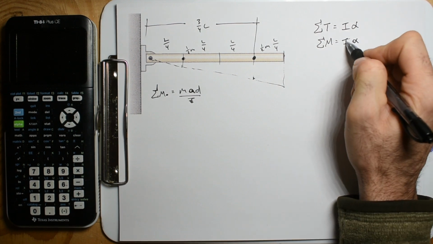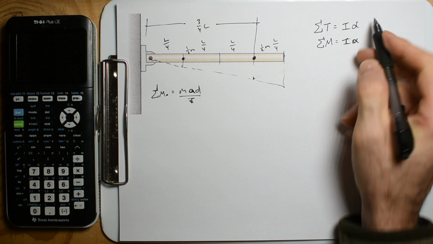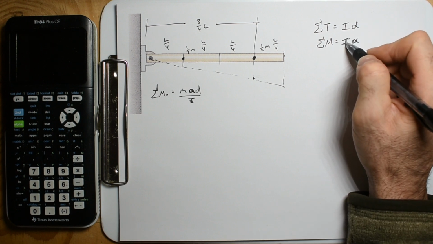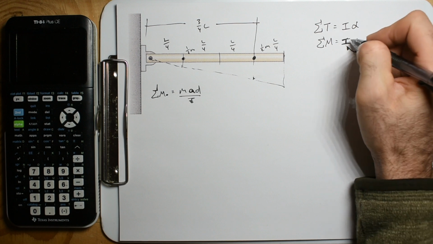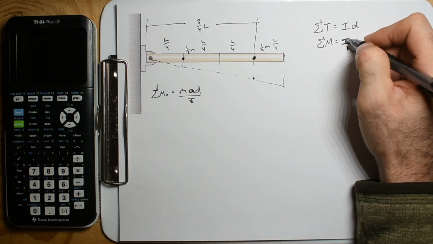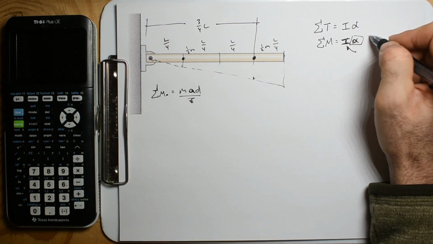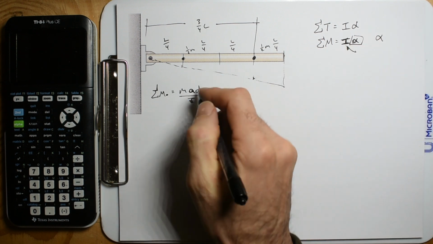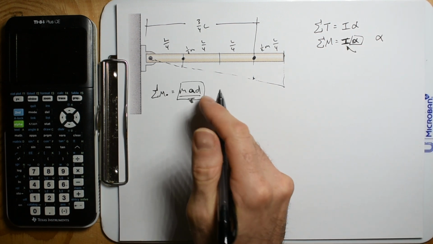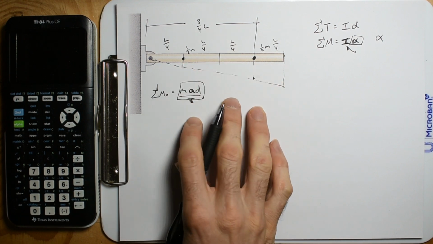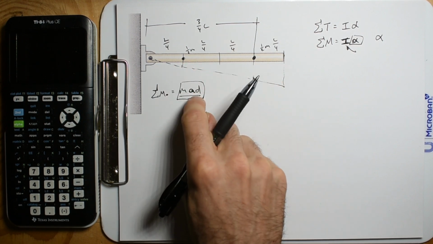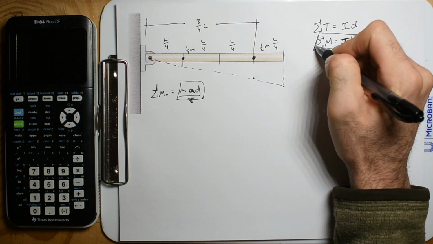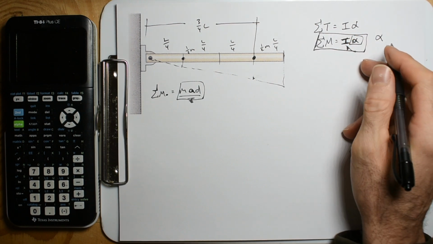So it's this I alpha term, the mass moment of inertia, this I term, that I'm not even going to go into today. We can solve for alpha. So we've done that. We've solved for alpha using this equation, using a linear representation of what's happening. So that's the most important thing, because that's the whole reason for trying to do this video.